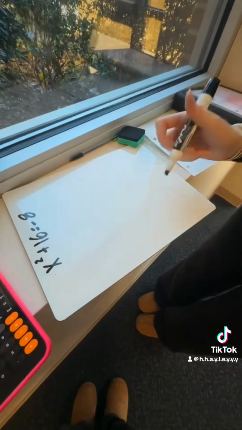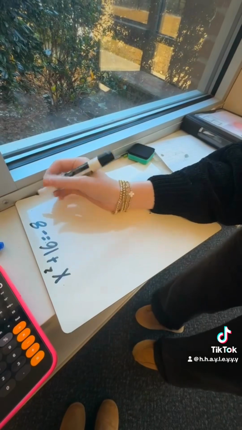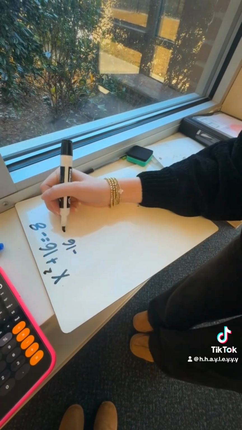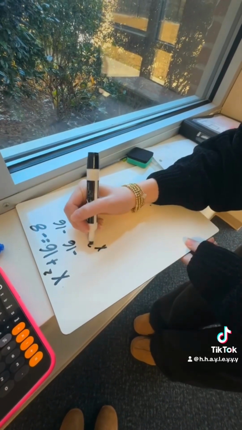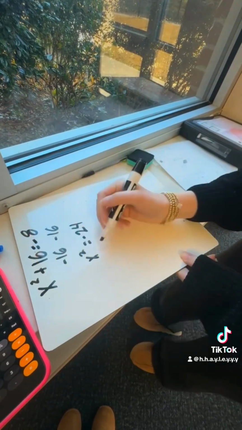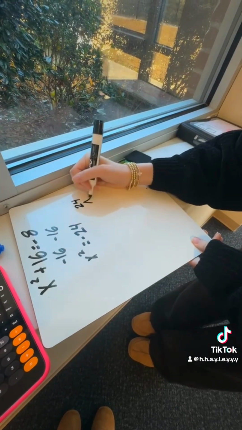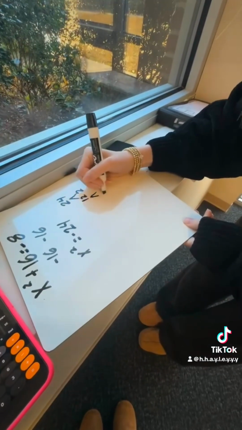This is example number 3. We have x squared plus 16 equals negative 8. So since this is an equation, we first need to subtract the 16 from both sides, which equals x squared equals negative 24. And now we just have that. So we need to factor this 24 out.